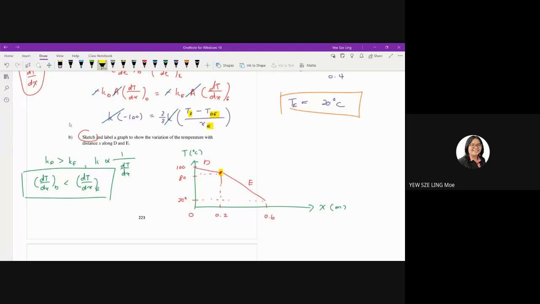So that is the answer for question B. This question is easy because you're given all of the values. You just have to sketch it according to the values. But in case you're not given any values, this is how you solve it. You look at dT over dx, and see which one has a larger value, which means it is steeper compared to the one with a smaller value. So I show you both methods just in case you are not given the values.